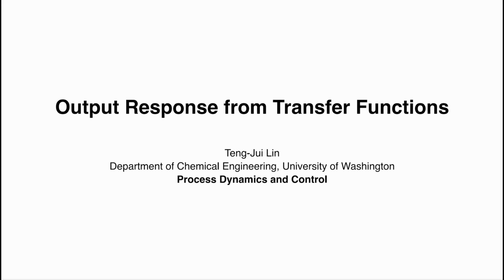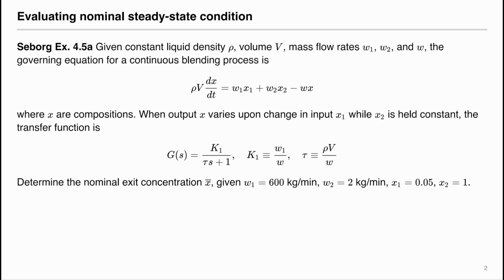Welcome back. So let's look at another example of how we can use transfer functions to determine the response of output in response to input changes. We continue with our previous example for continuous blending process, where we have already found our steady-state gain. We want to determine the nominal exit condition concentration x bar given all these values.